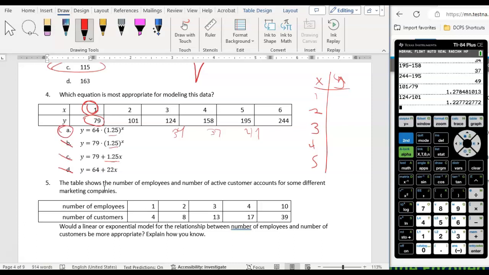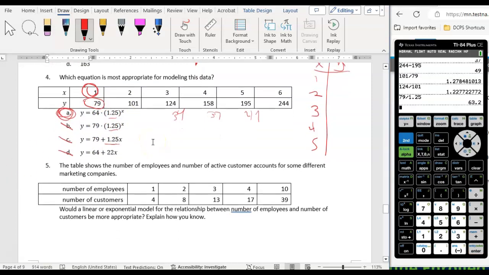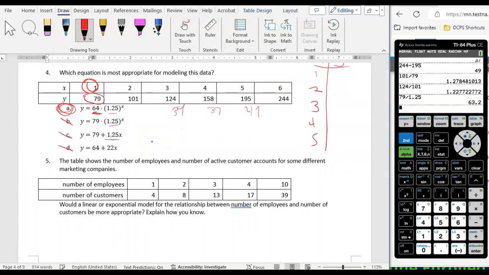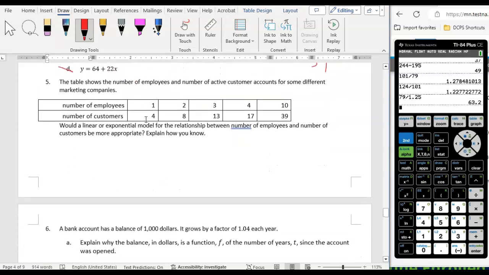And we can double check this by saying, if we were to take 79 and divide by 1.25, we get 63.2. So that's going to be close enough to getting this one right here. Okay, and again, that original value is not the same as the first value, and so it would need to be not 79, but 64.